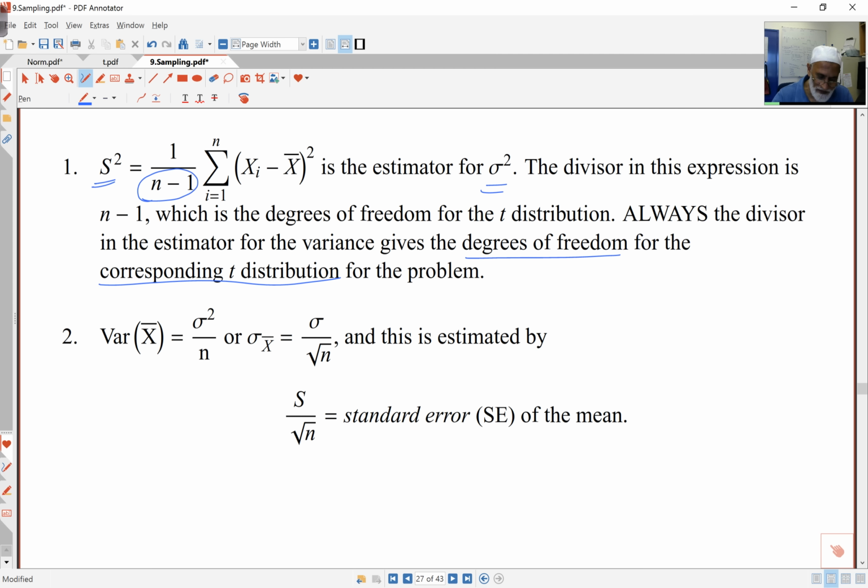The second thing is that the variance of x bar is actually sigma squared upon n, or the standard deviation of x bar is sigma on root n. We estimate this by s on root n, the sample standard deviation over root n. This is called the standard error of the mean. Words you'll see later on as well.